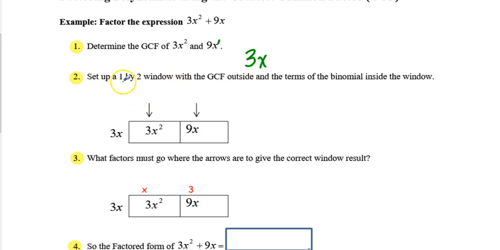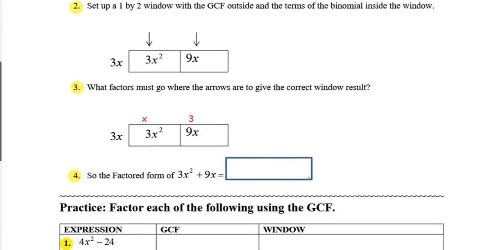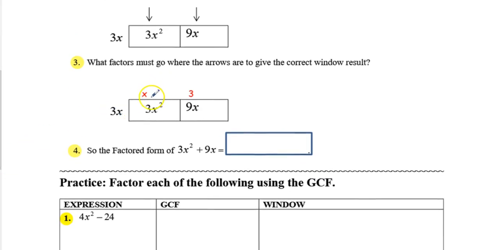So next, set up a 1 by 2 window. I got our GCF over on the left side, and the 2 terms of the expression to be factored inside the window panes. Okay? Now we're asking ourselves, what must be my factors that I would need to multiply 3x by to get a 3x squared? So that's just an x. And what would I need to multiply a 3x by to get a 9x? And that's just a 3.